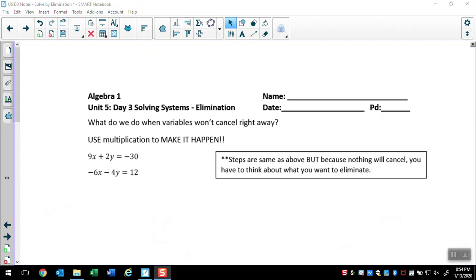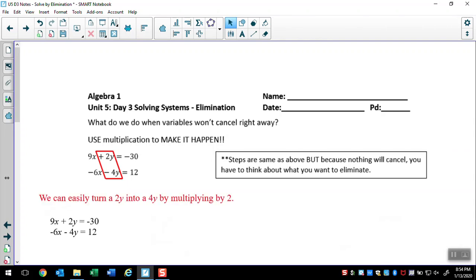Right, now I need to check my signs. So my signs are already opposites. So I already have the inverse happening here. Now I just need to get my numbers to work together for me. So I need to get that 2 to equal a 4. So in order to do that, I can easily turn my 2y into a 4y by multiplying by 2. So I'm going to take that original first equation. It's the only one I'm going to change because I want to change this 2y into a 4y so that these two terms become additive inverses.